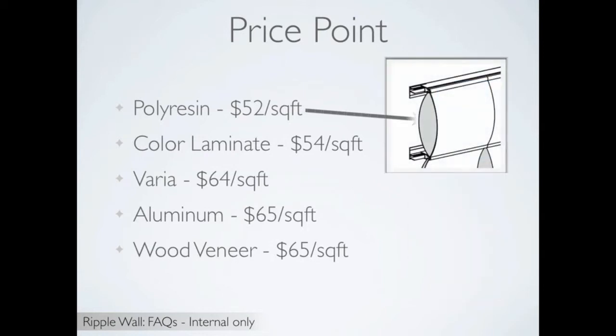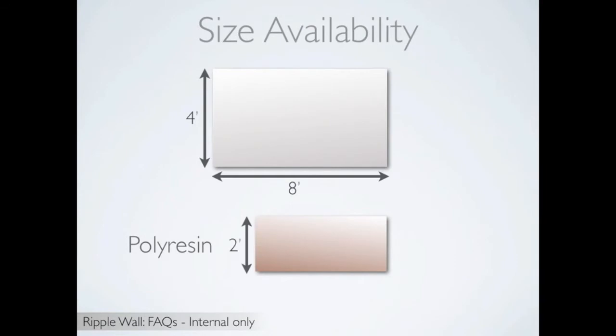Note that these prices assume that the shadow tile or the back tile is polyresin. For size availability, all the materials except for polyresin are available in a 4x8 sheet, and polyresin is available in a 2x4 sheet.